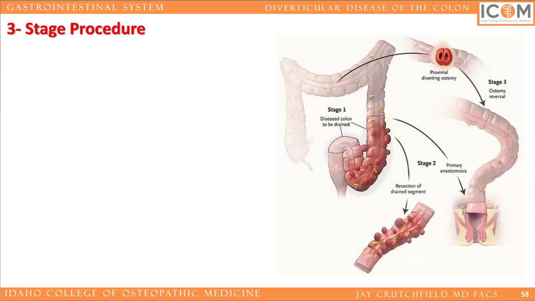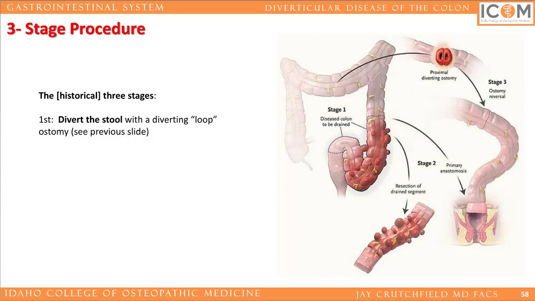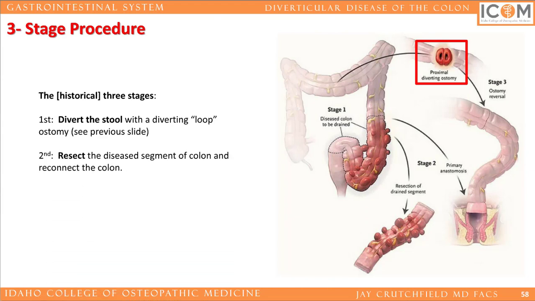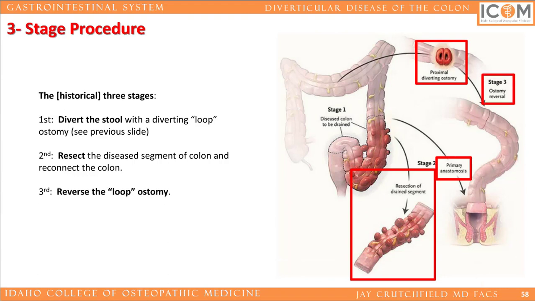The three-stage procedure has been relegated to history. The patient who presents with acute diverticular disease would have had a proximal diverting loop ostomy, a loop diverting colostomy like in the previous slide. This allows the patient to have bowel movements without stool traveling through the affected colon. Then after a period of 6 to 8 weeks and after antibiotics have been given to reduce the acute inflammation, the patient's taken to the operating room where a segment of colon is removed and then a primary anastomosis is performed. Today, the two-stage procedure is considered in most areas of the United States as standard of care.